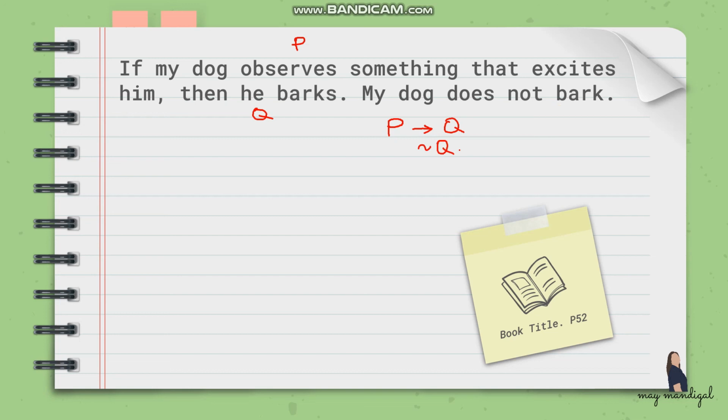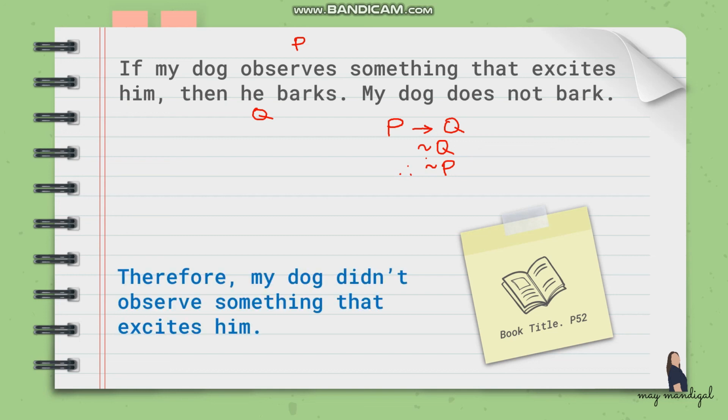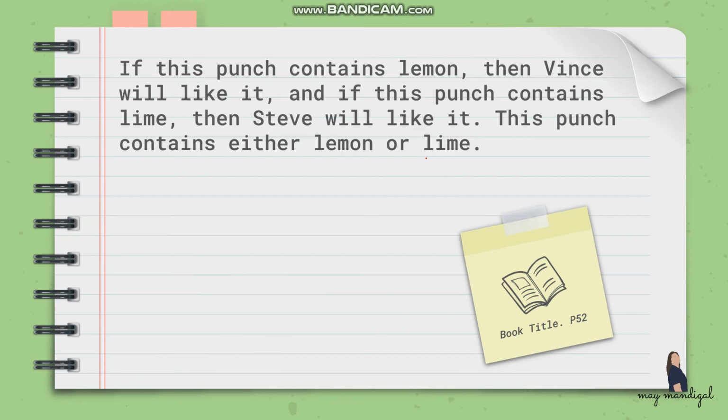Now, since we negate the consequent, it means that our antecedent might not be happening also, so that the implication will still hold true. So therefore, my dog didn't observe something that excites him. So what we applied here is the modus tollens. So since the dog does not bark, that means the dog didn't observe something that excites him. Okay, so again, we use here the modus tollens.